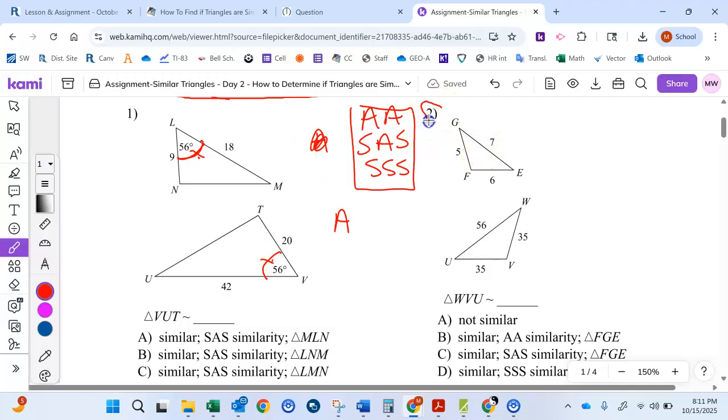Like number 2, for example. Side, side, side. So we have all 3 sides. So maybe that's it, but we still have to determine if they have the same proportion. Okay, so let's look back at number 1.